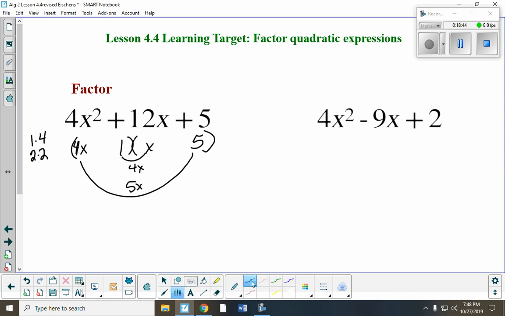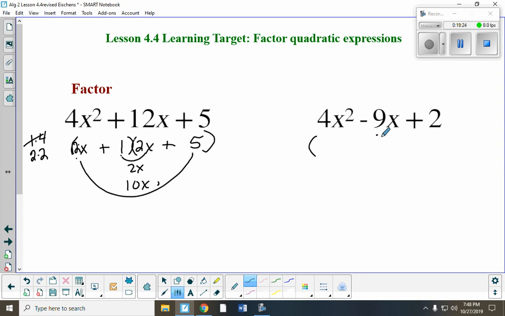This is easier to do on an erasable whiteboard than on this whiteboard. So in this case, that gives us 20 and 1, and that's not going to give us 12. So we know that 1 and 4 are not the beginning factors. So let's erase a little bit here. All right, so then let's try 2x and 2x, and we knew that the last ones had to be 1 and 5. Well, that would give us 10x and 2x for the inner, and 10 and 2 add up to 12 for your middle term, so that would be your factorization.